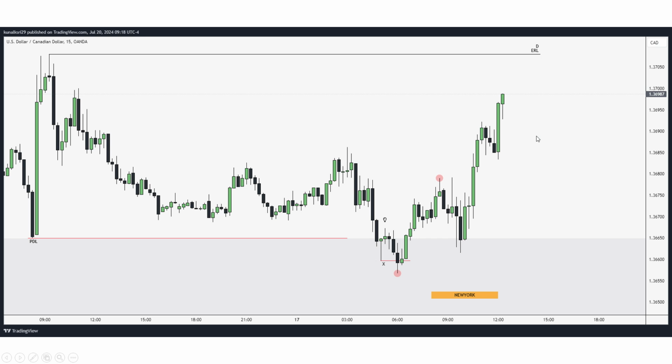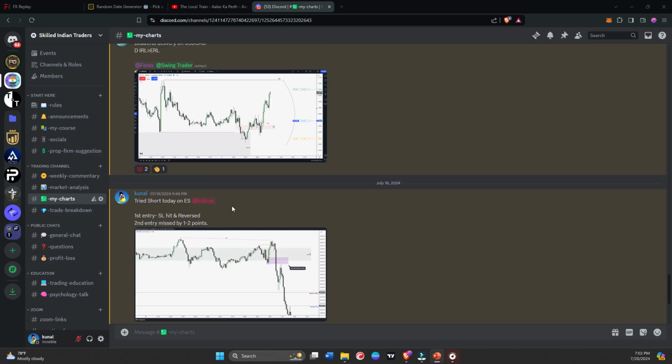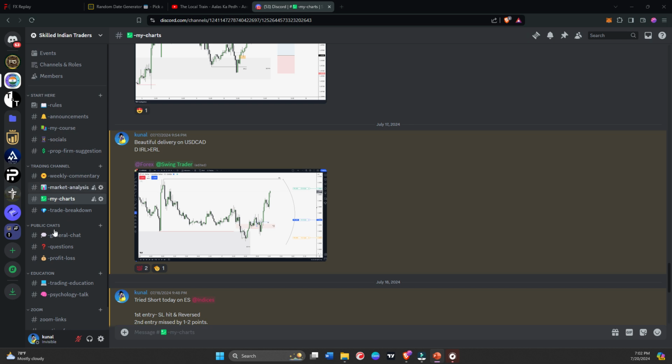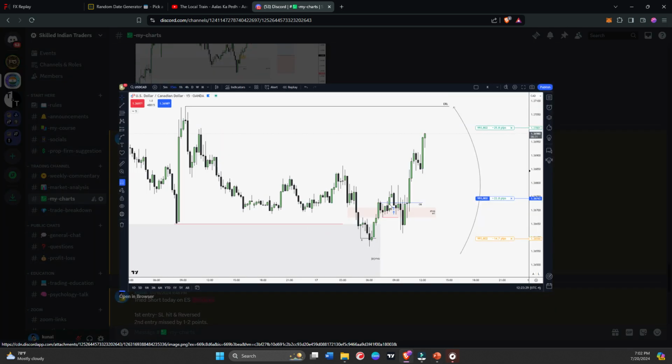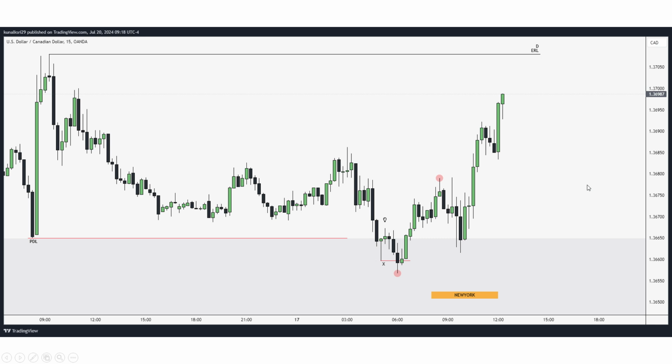And if you want to see my execution, let me show you. I have shared it on my Discord here, you can join this Discord as well. This is a free community for you guys, and here I shared my execution. You can see I personally entered at this order block, and you can see how market traded towards my TP. So let's come back to the PPT.